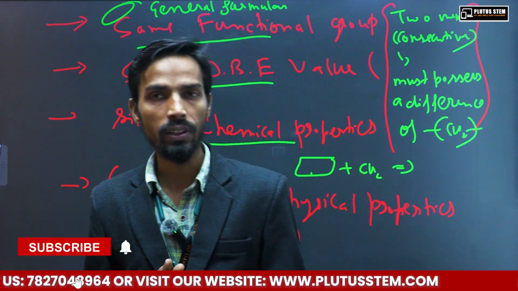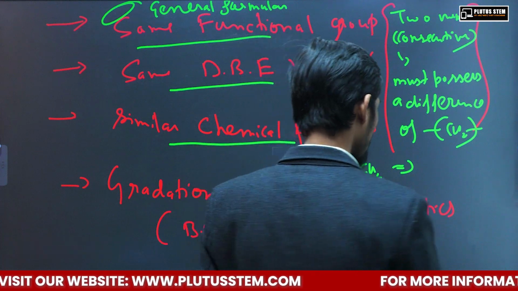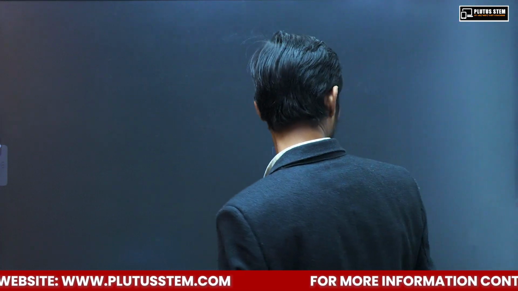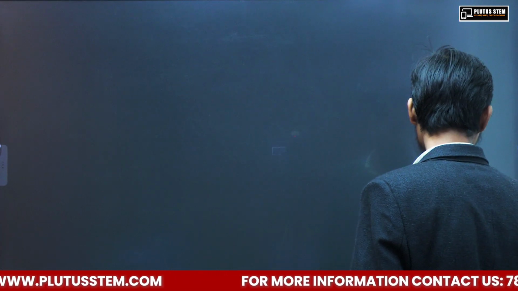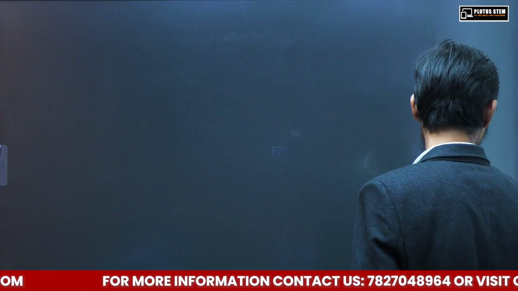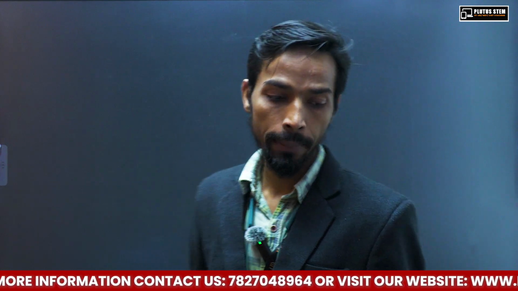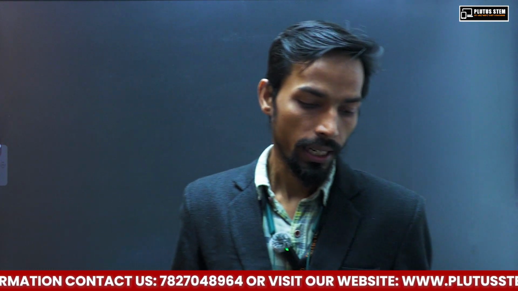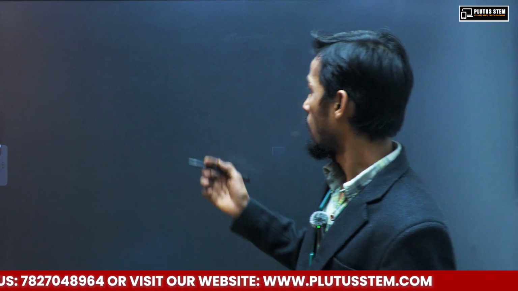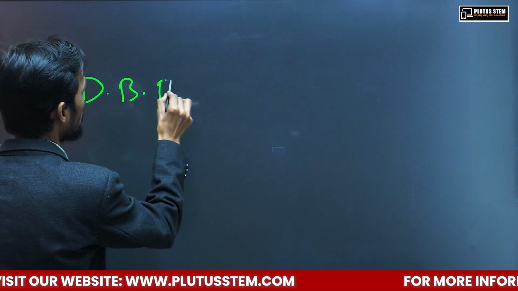One more thing we are going to discuss in the next class is the nomenclature of these organic compounds, how these organic compounds are named. That we will discuss in the next upcoming lecture. One thing which is left, if you are not aware of it, is the DBE.